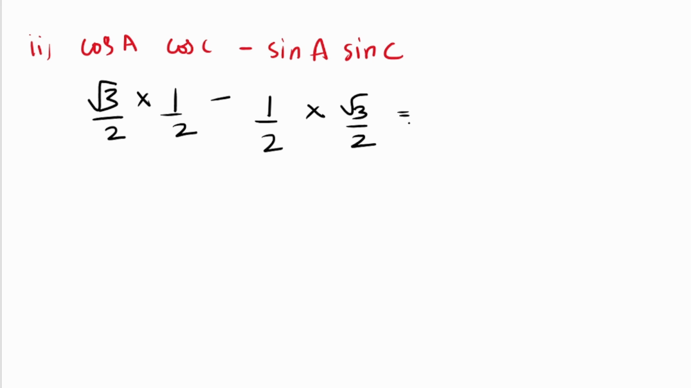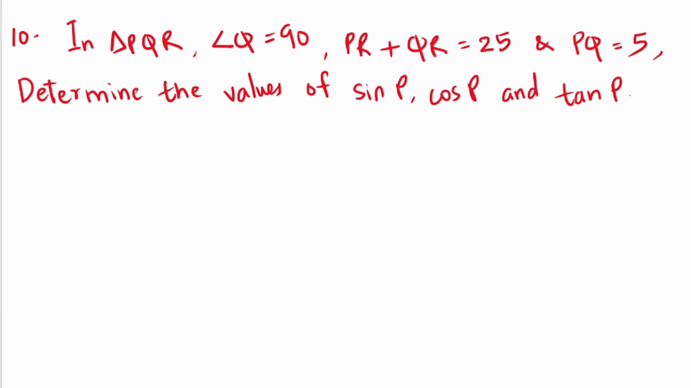So when you multiply, you will get root 3 by 4, 2 into 2, 4, right? Minus 1 into root 3 is root 3 itself, divided by 2 into 2 is 4. So we'll get root 3 by 4 minus root 3 by 4, same, right? So the answer to this question is 0. I hope this question is clear. Let us move on to the next question, which is question number 10.